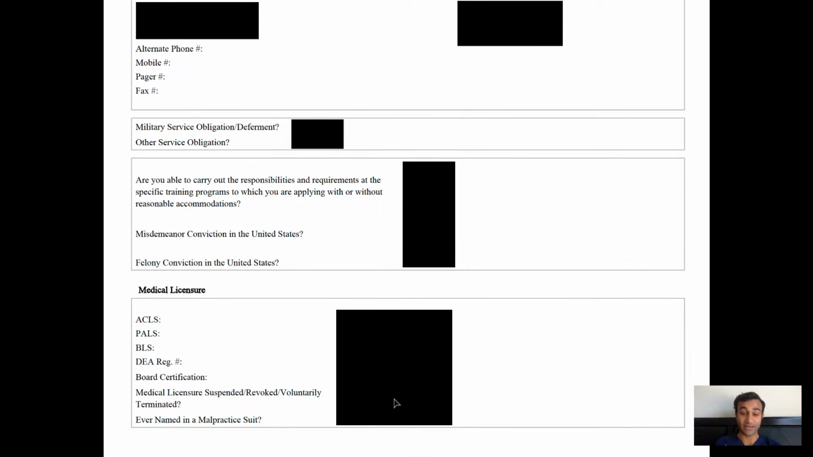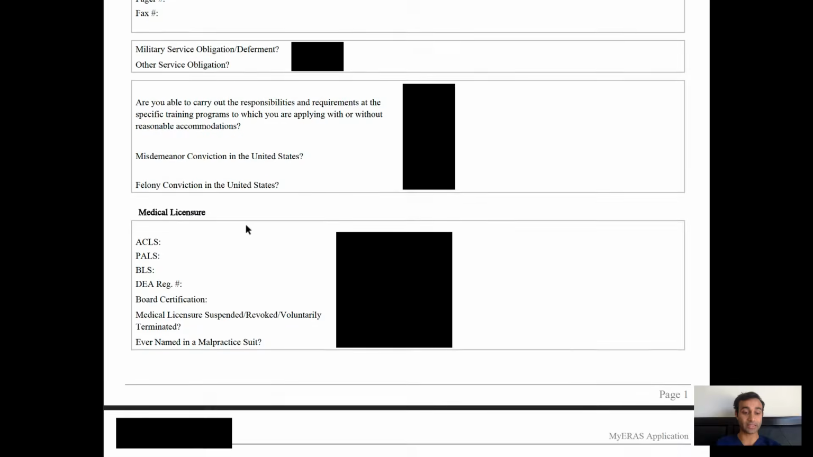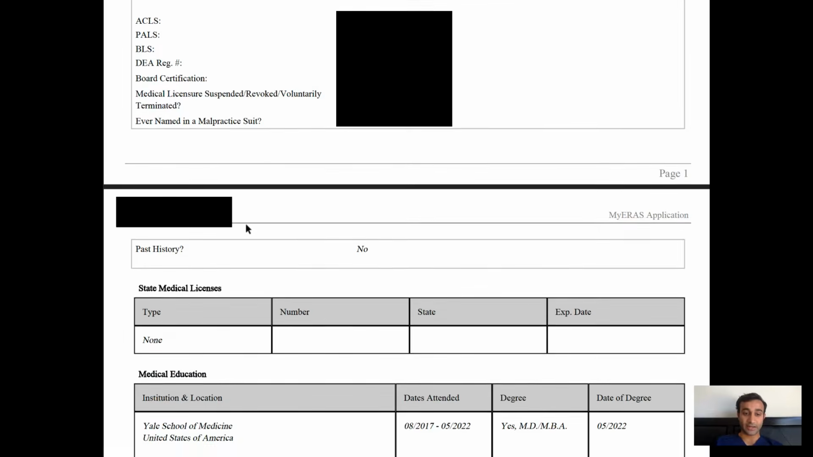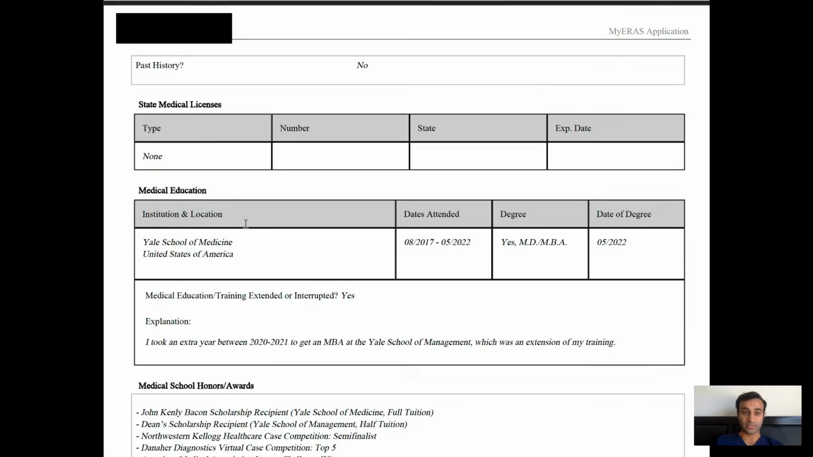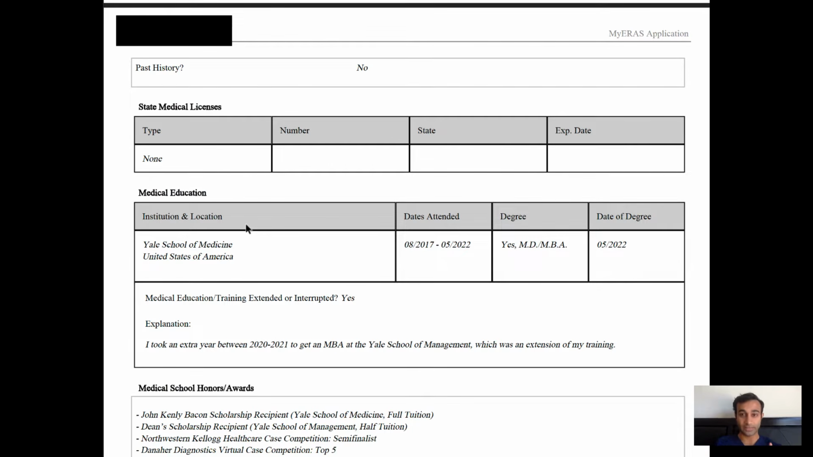I personally didn't, but I just didn't want to include any numbers in the off chance that they could be used down the road. They will also ask you about misdemeanors as well as felony convictions. I think that's because every residency program ultimately does a background check for everyone they end up taking. So this is your chance to just be honest and upfront about those things. Here is the second page. This part is where you have state medical licenses. Again, I didn't have any, but some people may have state medical licenses, and if you did, this is where you would list them.